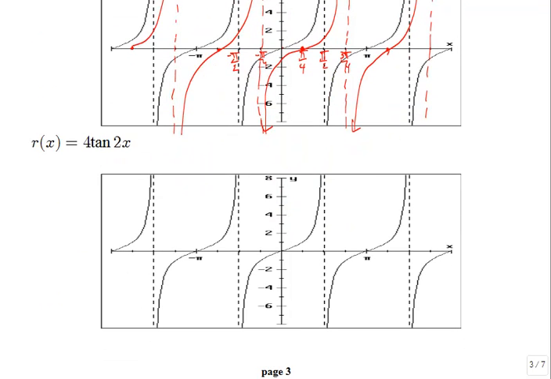Okay? Let's try another one. 4 tangent 2x. So the 4 out front is going to be that vertical stretch by a factor of 4.